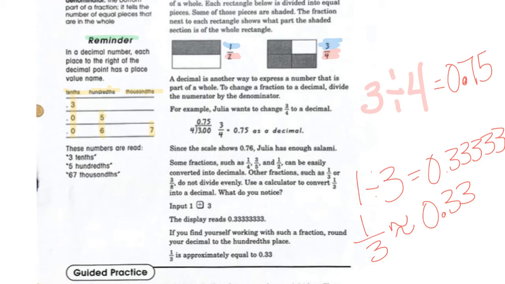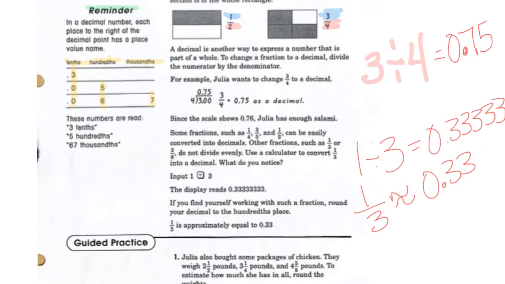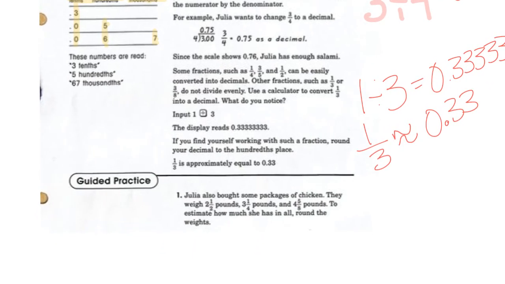All right, so on to our guided practice. It says Julia also bought some packages of chicken. They weighed 2.5, 3 1/4, and 4 5/8. To estimate how much she had in all, round the weights.